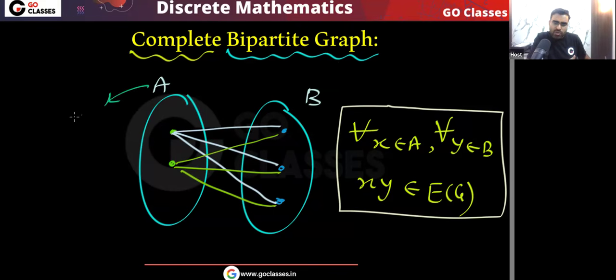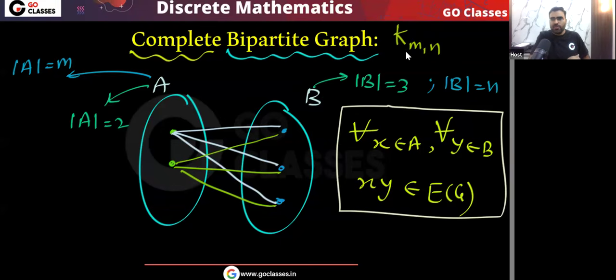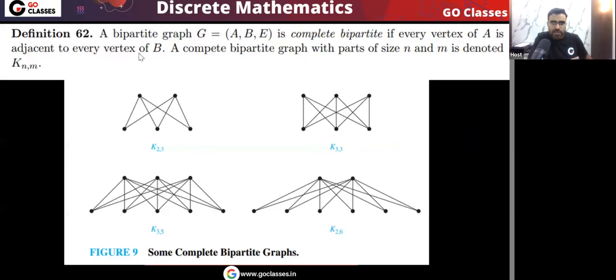Here the cardinality of set A is 2, and the cardinality of set B is 3. So this complete bipartite graph is written as K m comma n, where m is the size of A and n is the size of B. We represent a complete bipartite graph by Kmn. Kmn means m vertices here, n vertices here, and every vertex of this part is adjacent to every vertex of this part.